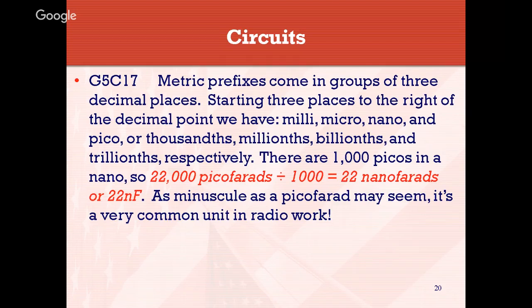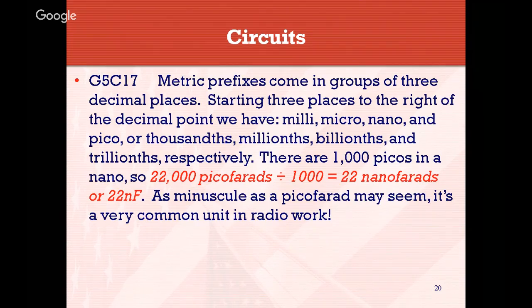We're on G5C17. Make sure I'm on the right page here, and that's on page 152. So we're looking for a value in nanofarads of a 22,000 picofarads capacitor. So metric prefixes come in groups of 3 decimal places, starting 3 places to the right of the decimal point. We have milli, micro, nano, and pico, or thousandths, millionths, billionths, and trillionths, respectively. That's what all those represent.